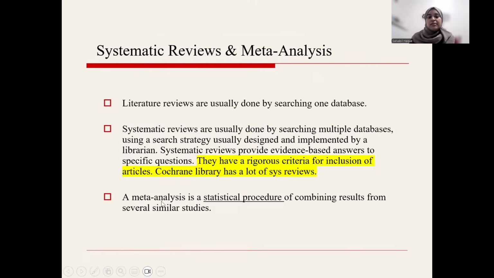Okay, so meta-analysis is a statistical procedure. That's the only difference between systematic reviews and meta-analysis. Now, know these two lines. Basically, systematic reviews have a rigorous criteria for inclusion of articles, and Cochrane Review has a lot of systematic reviews. So these are two things that have appeared in the MCQs, and just something to know, basically.